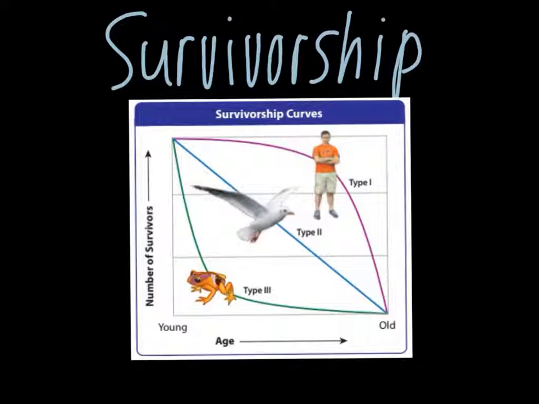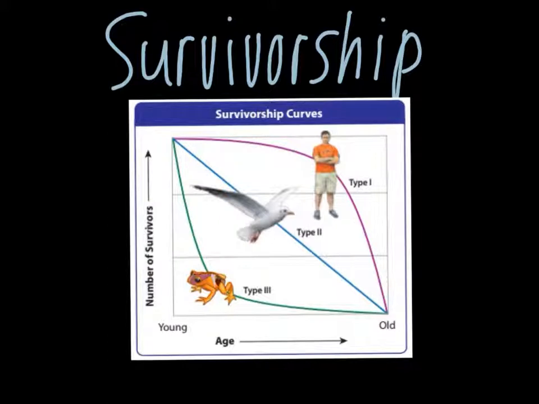So the example they give here are birds, and birds are honestly a very good example of this. An older bird doesn't necessarily have a better chance of survival or a worse chance of survival than a younger bird. So if you think of other animals that would fit into this group, something like a squirrel would also fit into a type 2 survivorship curve.